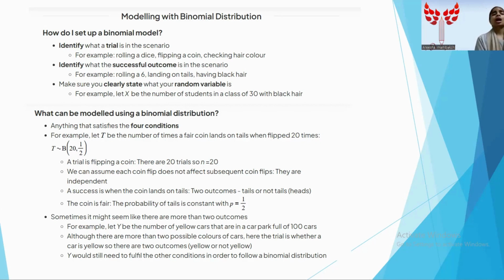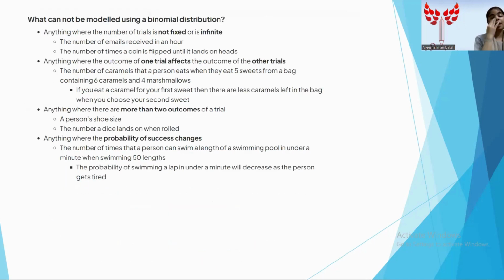Right? Now, sometimes it might seem like there are more than 2 outcomes. For example, let Y be the number of yellow cars in a car park full of 100 cars. Now, there are more than 2 colors here, but we are only looking at 2 possibilities. There's a difference between 2 colors and 2 possibilities. We are only looking at yellow. Yellow is our success, not yellow is our failure. 2 outcomes. Rolling a dice, there are 6 different outcomes. But if we are looking at success as getting a 5, then getting a 5 and not getting a 5, these would also come under being modeled using a binomial distribution.